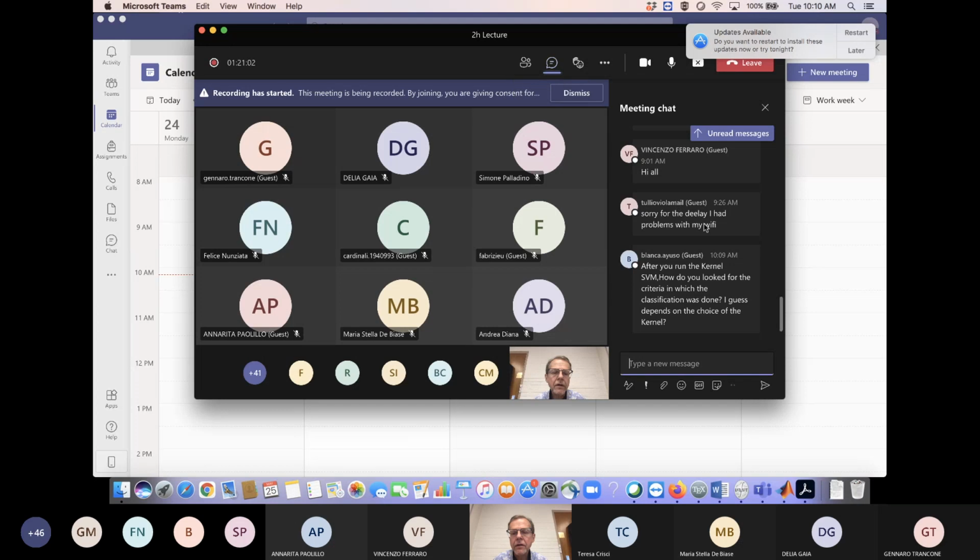So after you run the kernels, how do you look for the criteria in which the classification was done? I guess it depends on the choice of the kernel. So this question is a really good question. There is not really a simple way to look at the criteria.